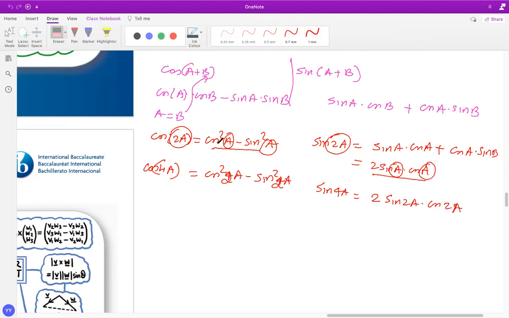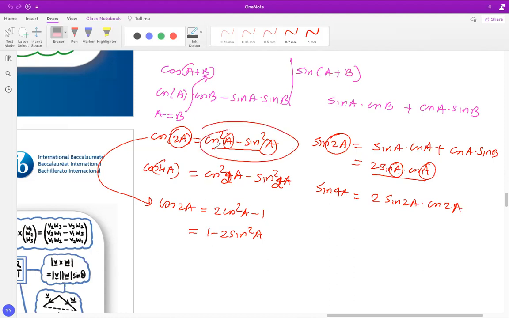The half angle formula is, let me first write down the other forms of cos 2A. The other formulas for cos 2A are 2 cos squared A minus 1 and 1 minus 2 sine squared A. So these are the 3 formulas that we get. If you replace cos squared A with 1 minus sine squared A, you get this one. And if you replace sine squared A with 1 minus cos squared A, you get this one. So these are the 3 formulas for cos double angle, and only 1 formula for sine double angle.